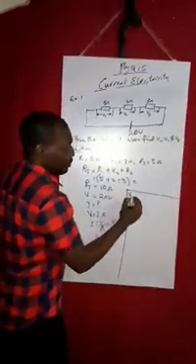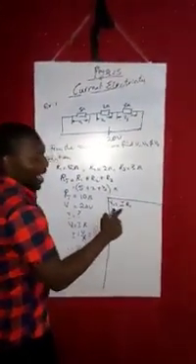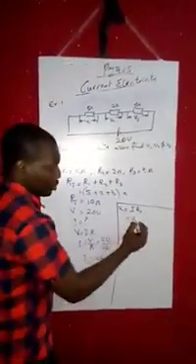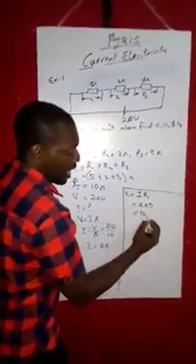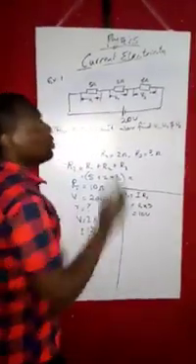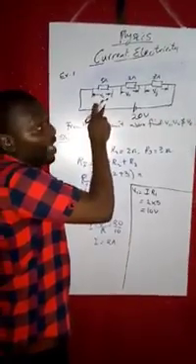So at point V1, we have I times R1. Our I at that point will be 2, times our R, which is 5. So 2 times 5 will give us 10 volts. So 10 volts is your potential drop at 5 ohms.